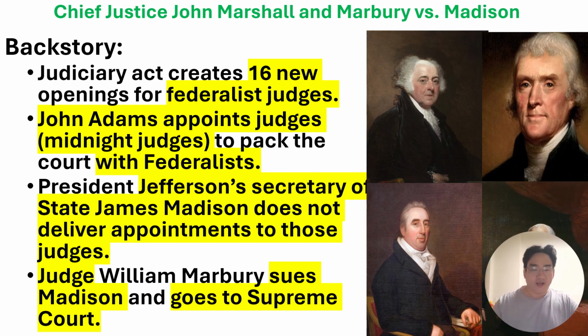So what happens is Jefferson's Secretary of State, James Madison, who is at the bottom right-hand corner, I think my face is covering his picture, he does not deliver the papers to one of those Federalist judges, and that judge's name is William Marbury. So Marbury sues Madison, goes all the way to the Supreme Court, and now the Supreme Court has to make a decision. Does the judge get the job?